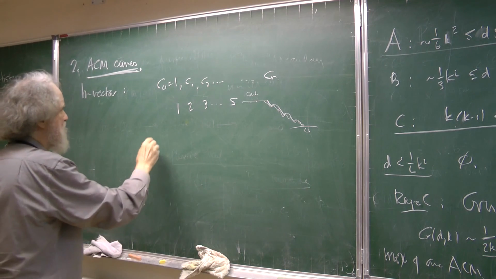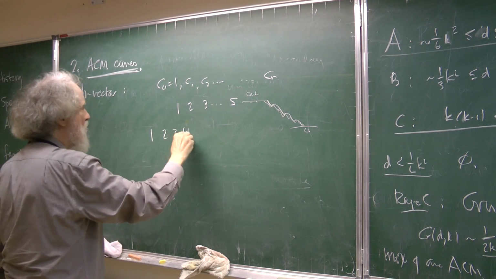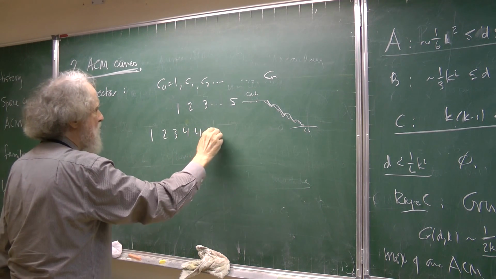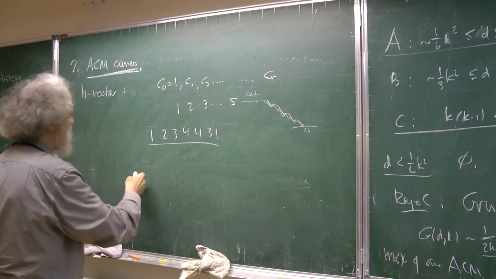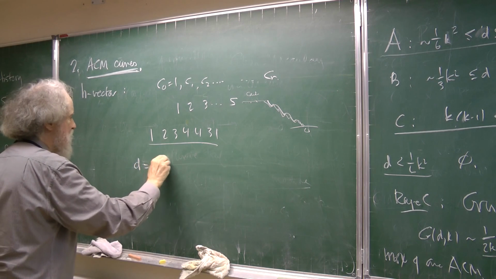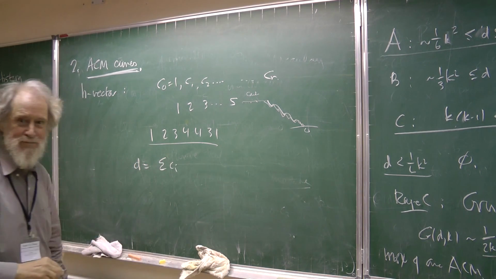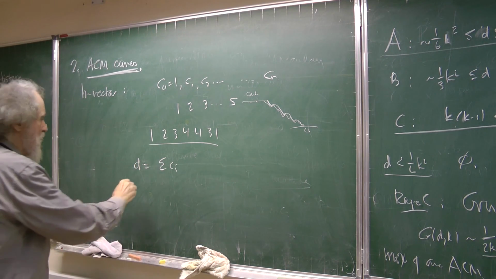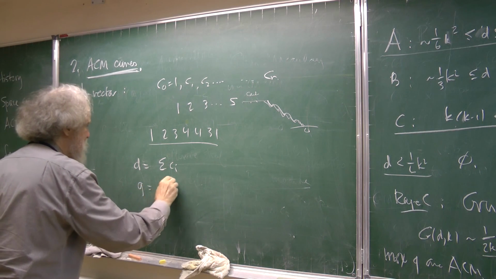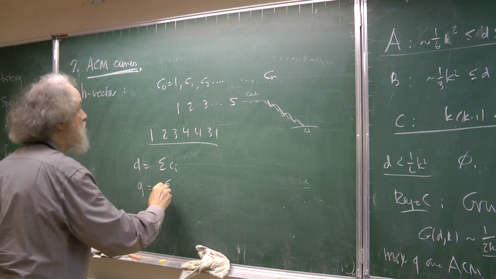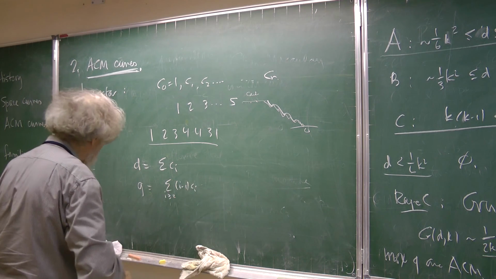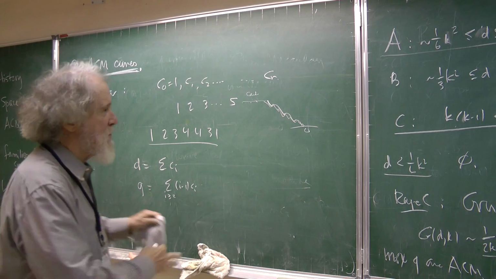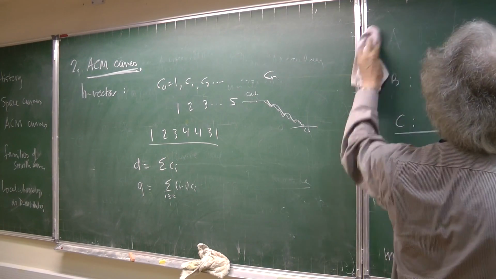So I'll give you a typical example: 1, 2, 3, 4, 4, 3, 1. That's an acceptable H vector. Now in terms of the H vector, the degree is simply the sum of all the Ci, right? And the genus is the sum, for i bigger than or equal to 2, of (i minus 1) times Ci. So let me give you an example.